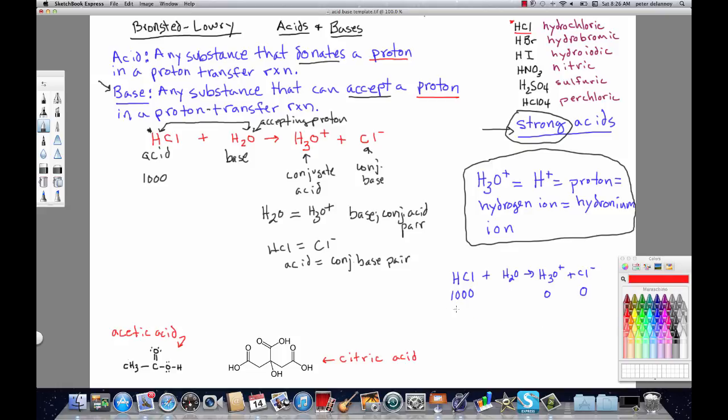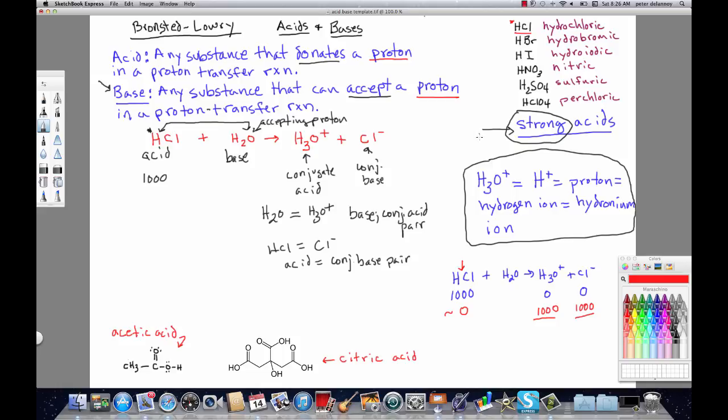Now here's what happens. After the reaction is over, all 1,000 molecules of the HCl are going to be gone in this form. This form does not exist once the reaction has occurred. Instead, we're going to have 1,000 molecules of the H3O+, and 1,000 ions of the Cl-. So we have 1,000 of the H3O+ and 1,000 of the Cl-.